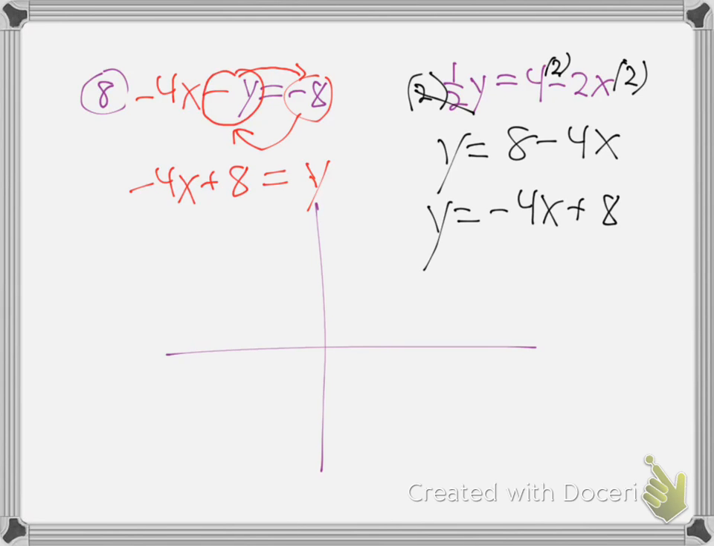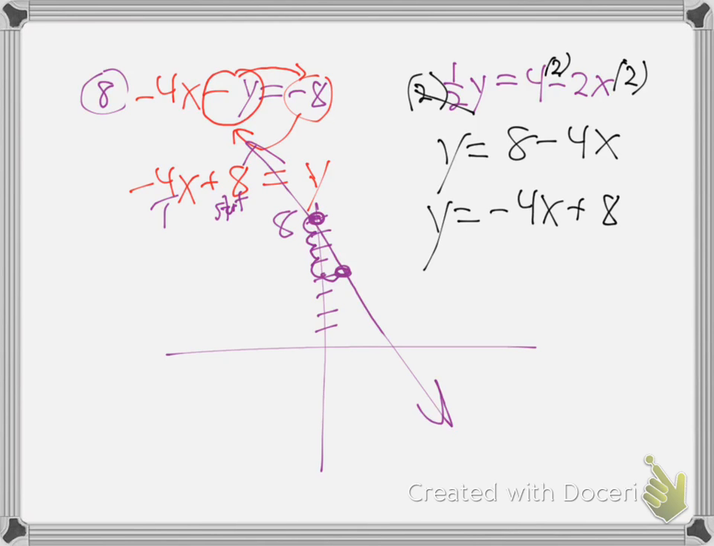So where do we start? We start at 8. Yeah, start up 8. 1, 2, 3, 4, 5, 6, 7, 8. Right there. And where do we go from there? Down 4. Yeah, rise over run, down 1, 2, 3, 4, over 1, boom. Connect the dots. There's one line, the other line's the same thing. So right on top of each other.